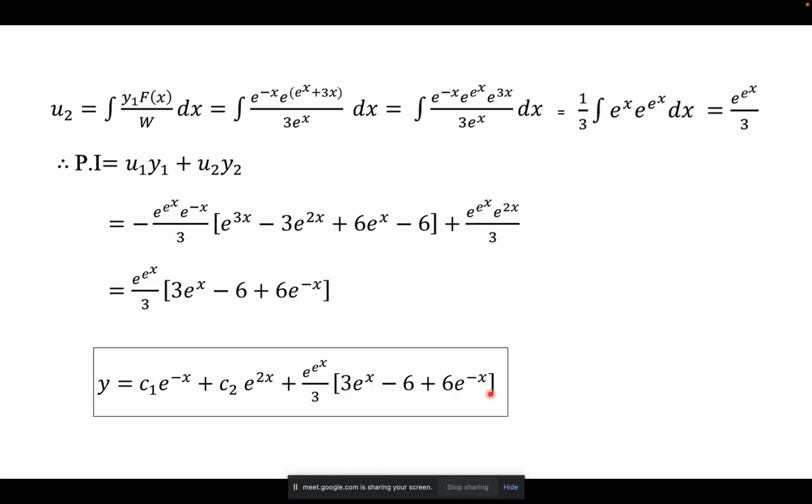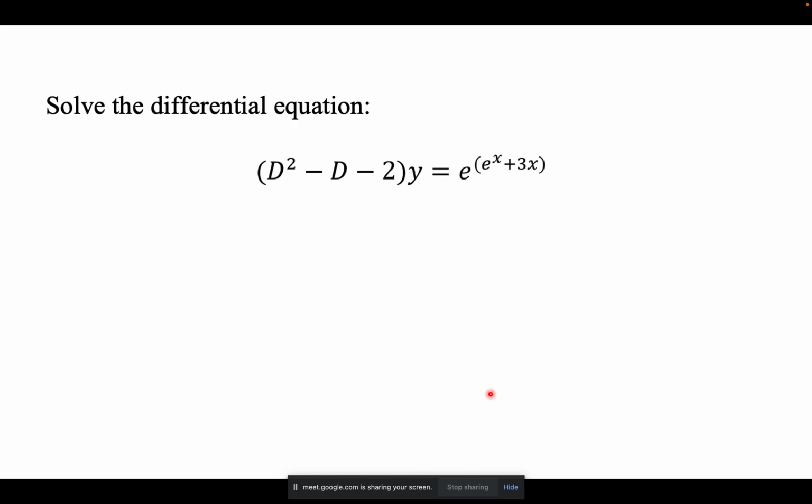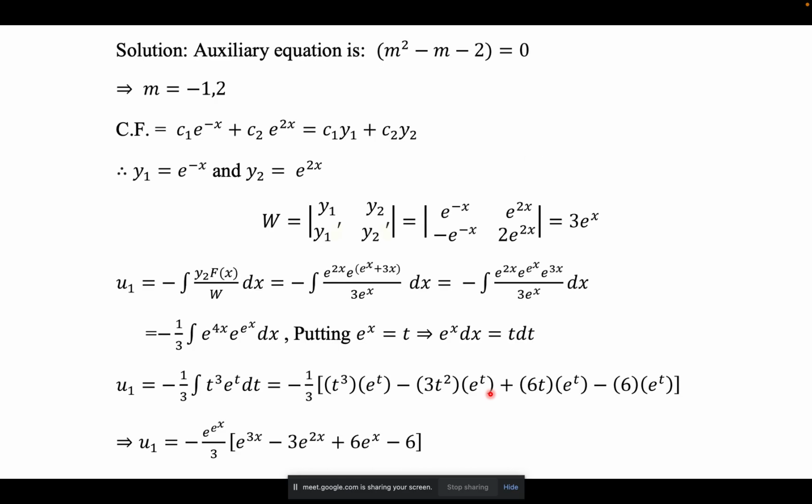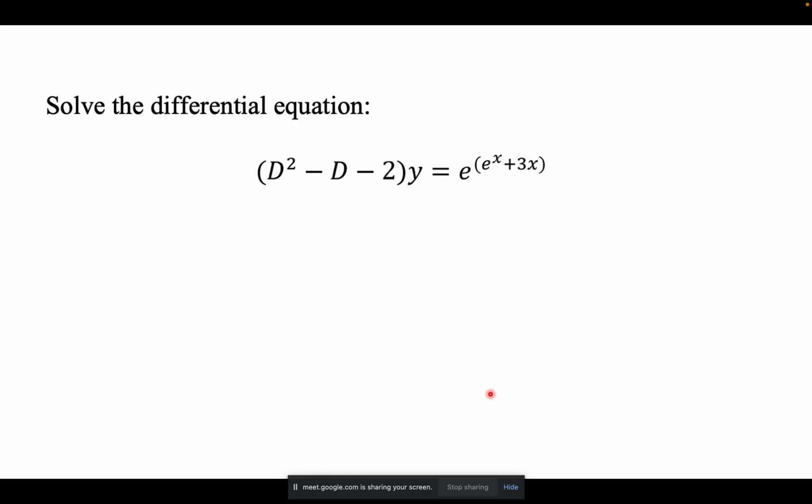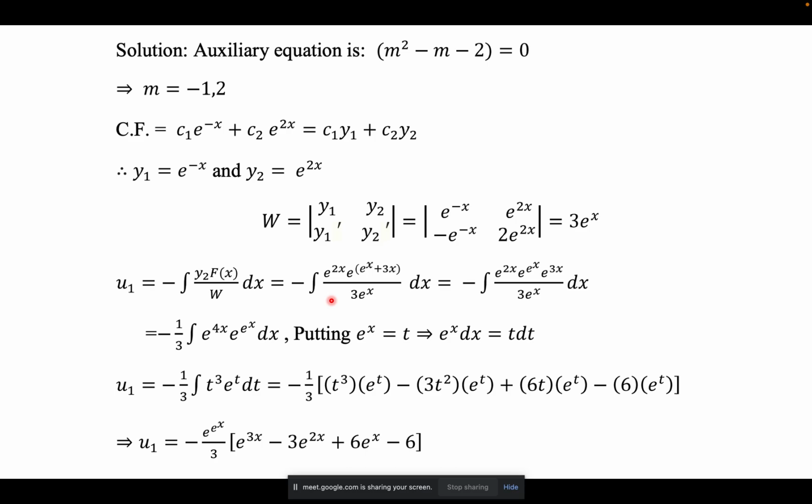So this is the solution of the first problem, and I hope you all got the idea of how to solve it. I urge you all to go and solve this problem, because these types of problems are very easy. The only thing is you need to calculate the complementary function. Once you calculate the complementary function, then you only need to do the integrations in order to find the solution of the differential equation. So again, this method of variation of parameters requires you to first find the complementary function. Once you get it, you will be able to solve the problem. So this is all about the first problem.